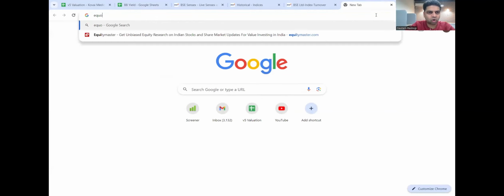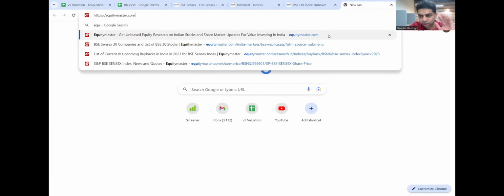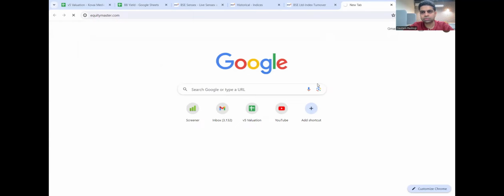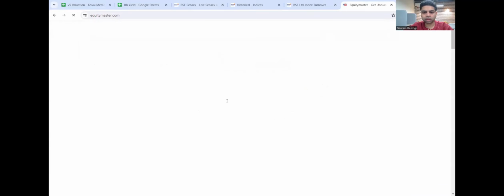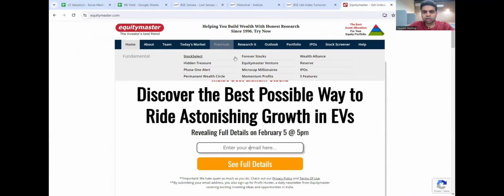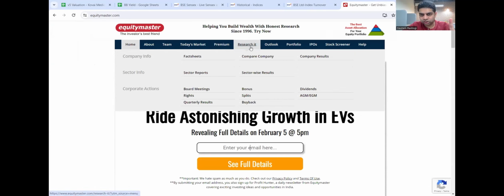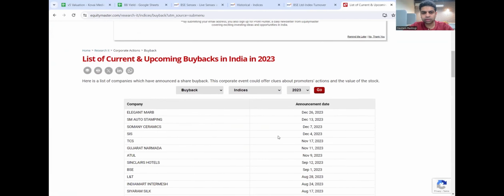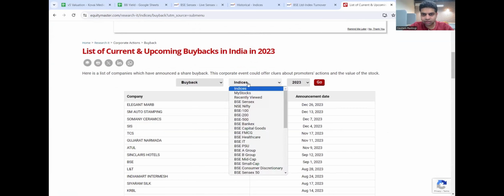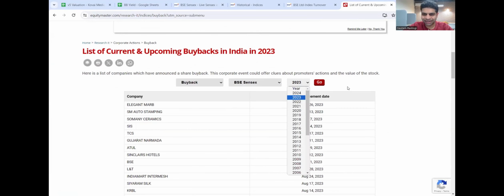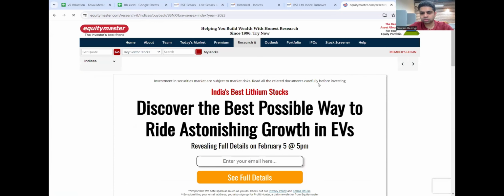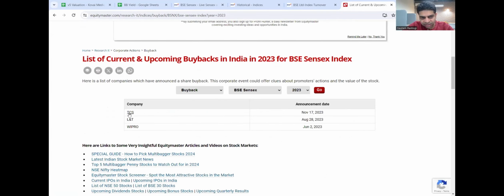I think that's important. At least give you guys something. Go to Equity Master. In Equity Master, go to research it. In research it, go to buyback. Here, select index. You select BSE Sensex. 2013 is already selected. Hit go. You see the same 3 companies pop up: TCS, L&T, and Wipro.